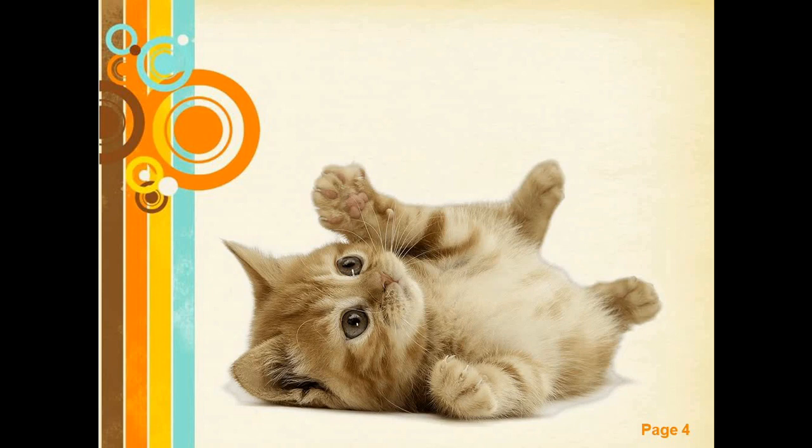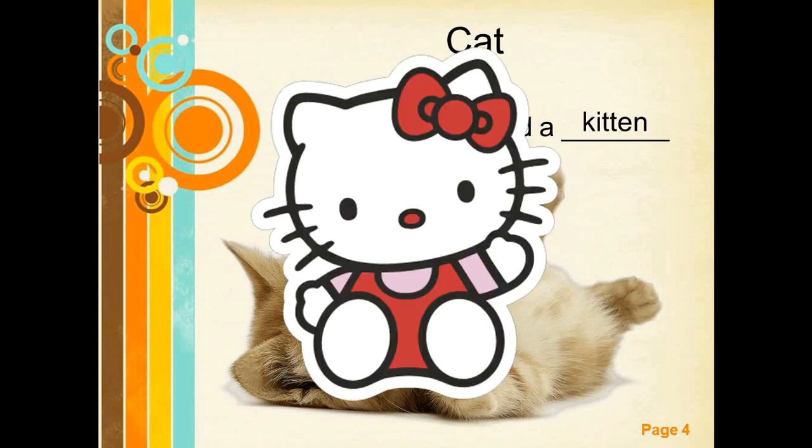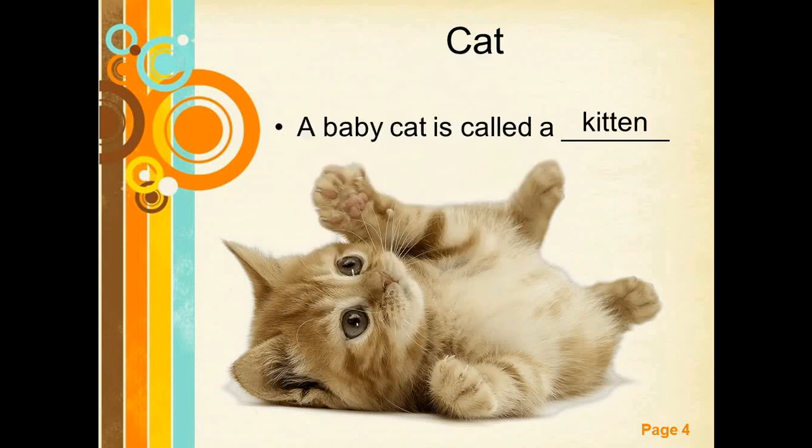Now look at this super cute picture here. This is, of course, a cat. But this is, again, a very young cat. It's a baby. So what do we call this? A baby cat is called a kitten. Kitten. You might also find this shortened to kitty, or in American English, they're more likely to say kitty, kitty. Think of the Japanese cartoon character Hello Kitty. That is short for kitten.